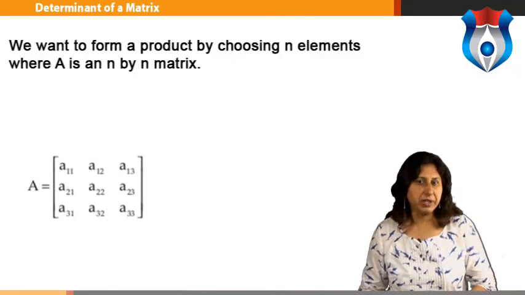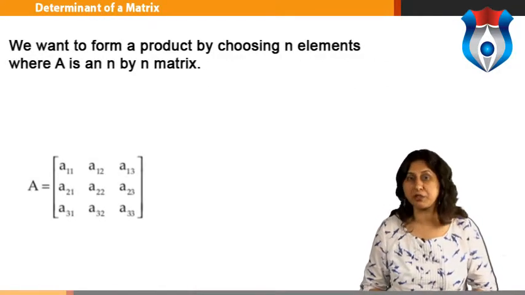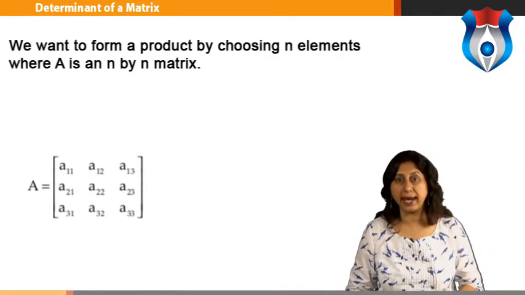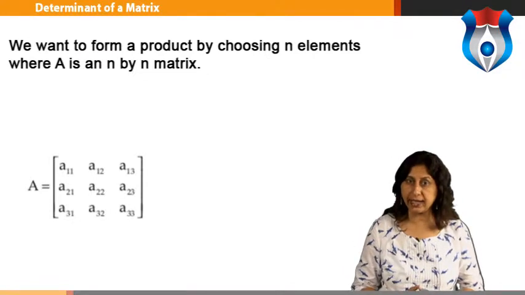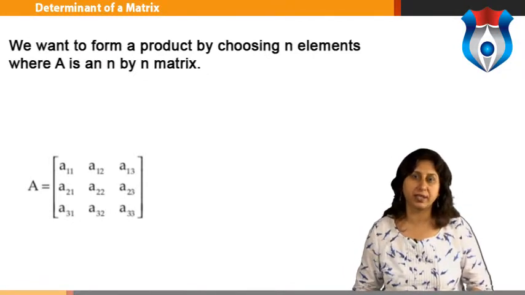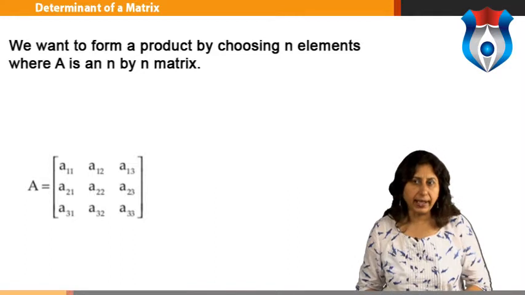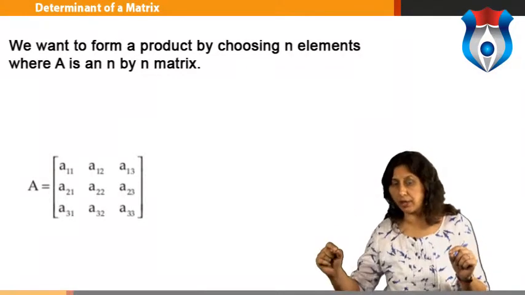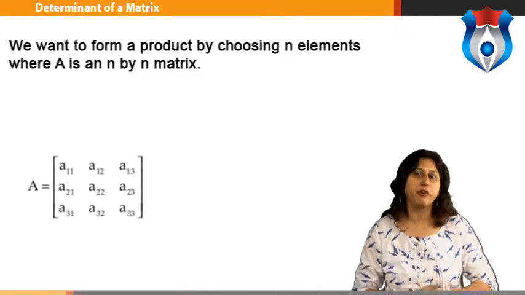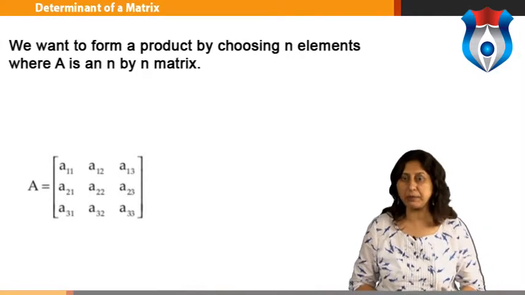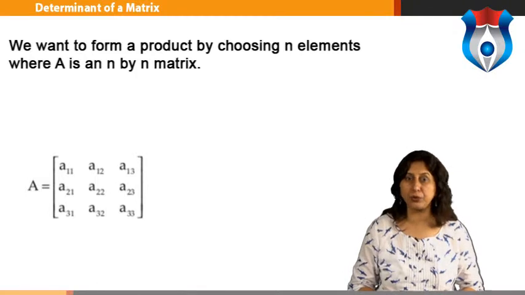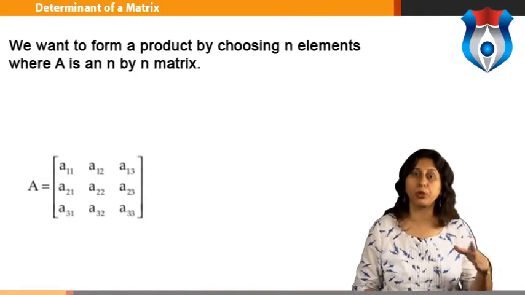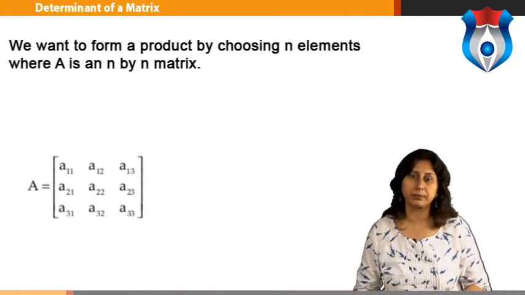Let us start with a brief introduction to the determinant of a matrix. We want to form a product by choosing n elements, where A is an n by n matrix. There will only be one element from each row and one element from each column in this product. For example, if one element of the product is A21, then no other element in this product will be from row 2 or column 1.